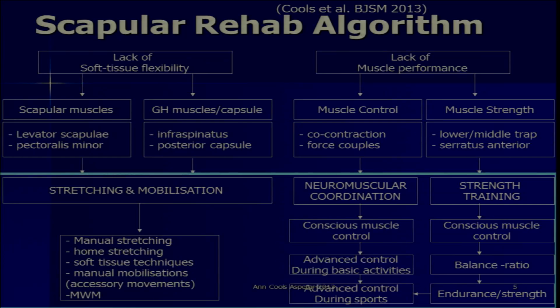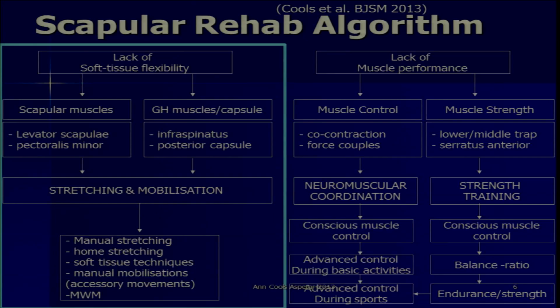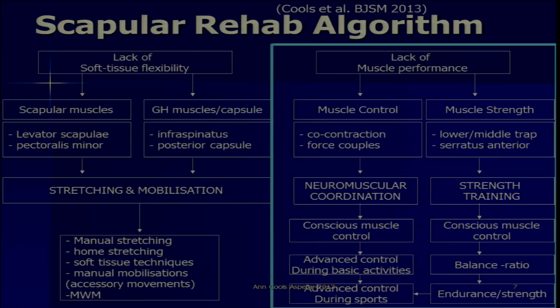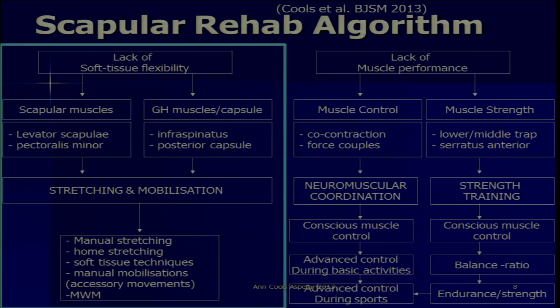In the lower part, I tried to summarize some guidelines for rehabilitation with stretching and mobilization on the left side and neuromuscular coordination and strength training on the right side. So when we look at the left side, we see that indeed flexibility problems need to be mobilized and stretched. And we have a large amount of techniques to do that, from manual stretching to home stretching programs, soft tissue techniques, including, for instance, dry needling, manual mobilizations using the accessory movements of the manual therapy, and of course also mobilization with movement. On the right side, depending on the problem, we have different pathways, and I will come back to that later. So we start on the left side.